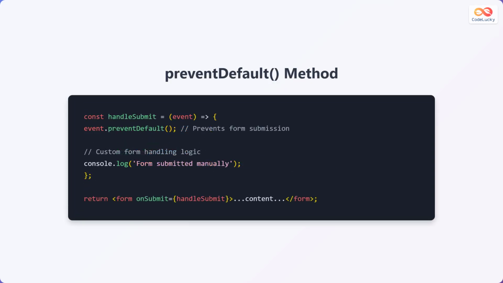The preventDefault method is used to stop the default behavior of an event. For example, when submitting a form, the default behavior is to refresh the page. By calling event.preventDefault, you can prevent this from happening and handle the form submission with your custom logic. This allows you to validate the data or send it to an API without a page reload.